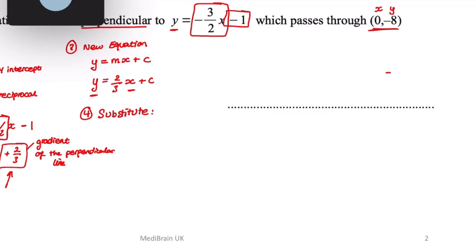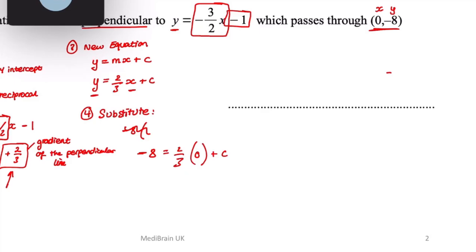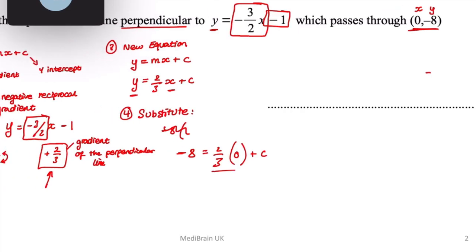Okay, so we know that y is -8, and we have 2/3 over here, and then we have the x, which is 0, and then we have plus c. Now, 2/3 multiplied by 0 is just 0, and that's equal to -8 plus c. So that means that c is just equal to -8, because c plus 0 is just c.